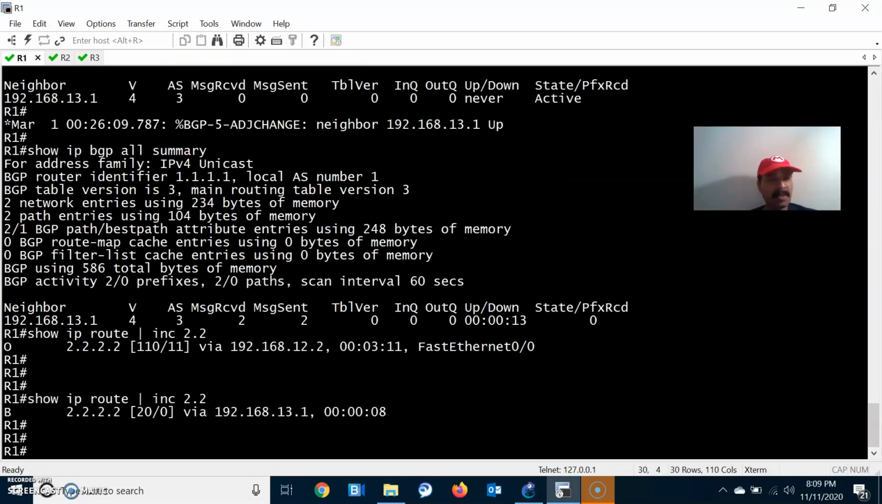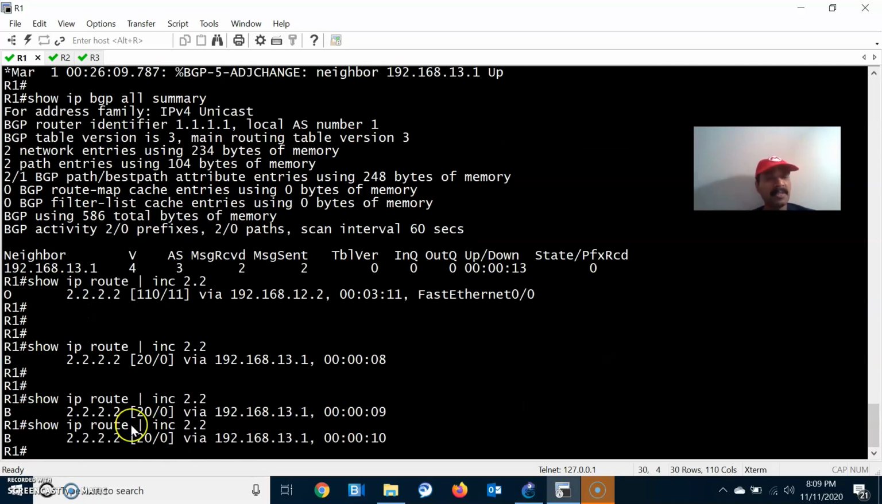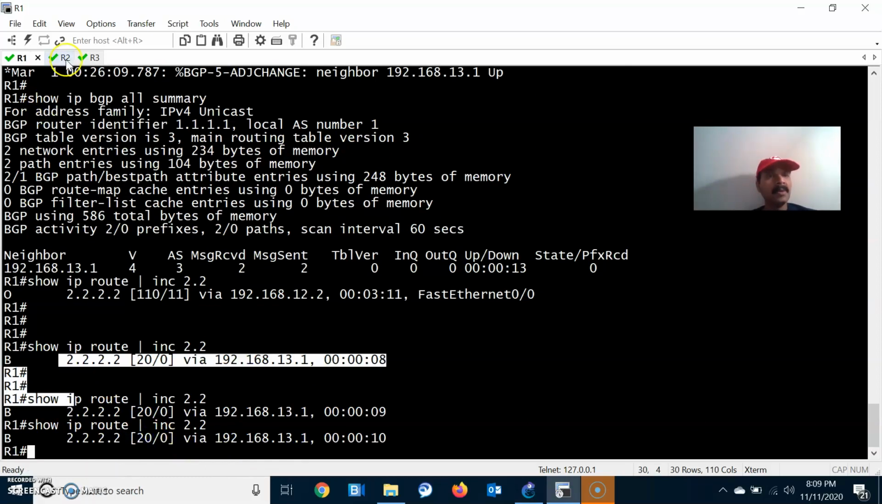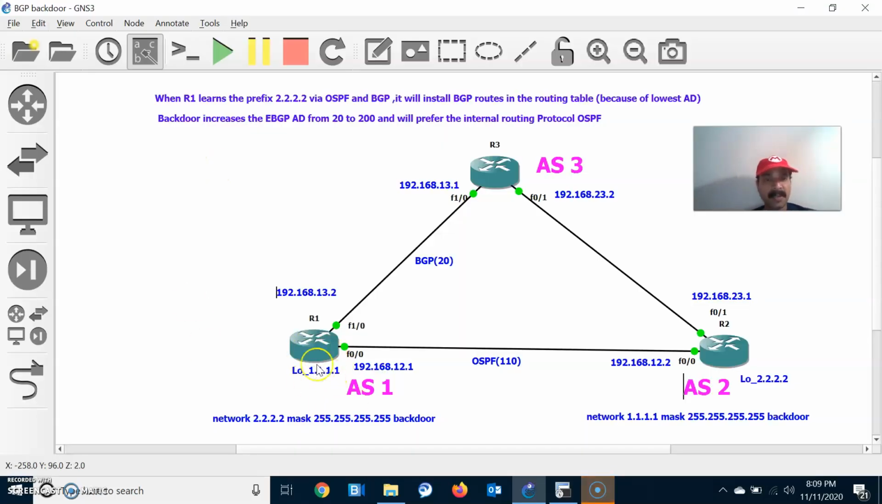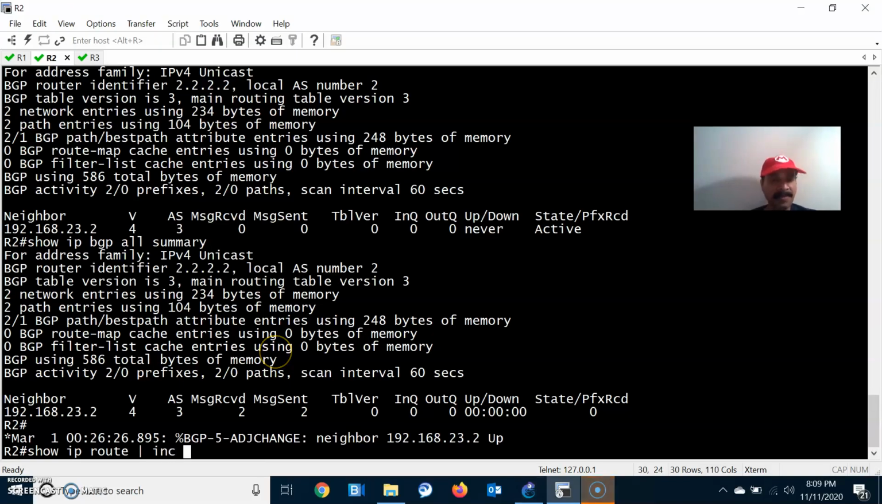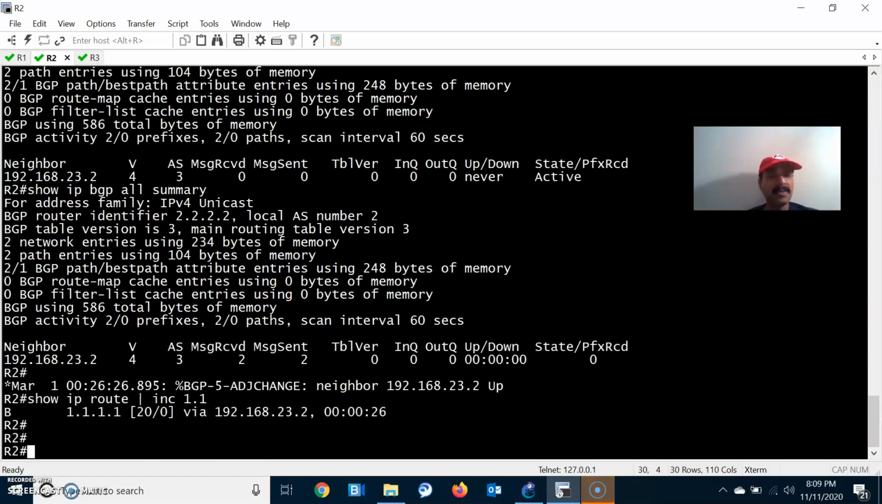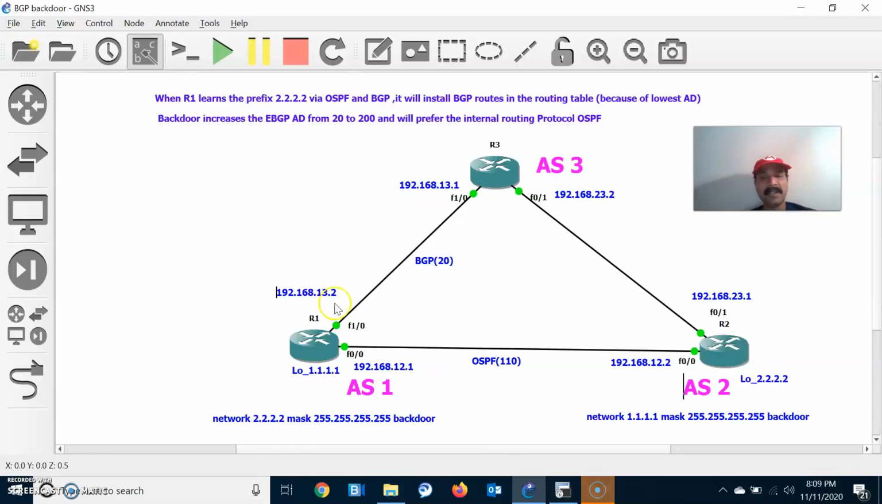So now let us see. It is learning via BGP, right? You are able to see 20 because it has the least administrative distance. Similarly, go to R2 and check the value. Show IP route, and R2 is learning the prefix 1.1, the remote network, so include 1.1. It is learning via BGP, so that you understand this concept.